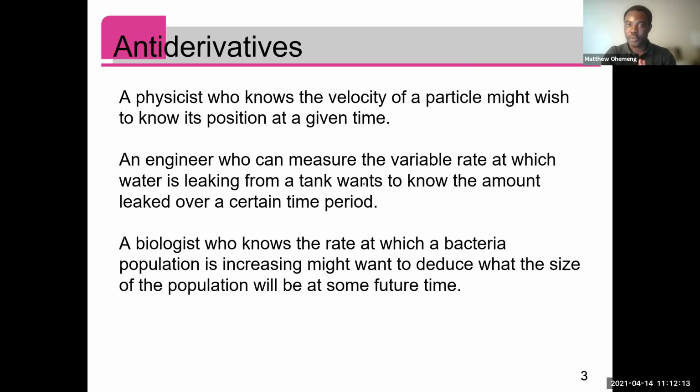Now, what about the third one? We have a biologist who knows the rate at which a bacterial population is increasing, and might want to deduce what the size of the population will be at some future time. Right? So this is still the same thing. We have a rate of change. In other words, you have the derivative and we are trying to get the what? The function which we took the derivative of to get that derivative. You see, so kind of like reversing the differentiation. Right? So these are examples where this becomes practical.